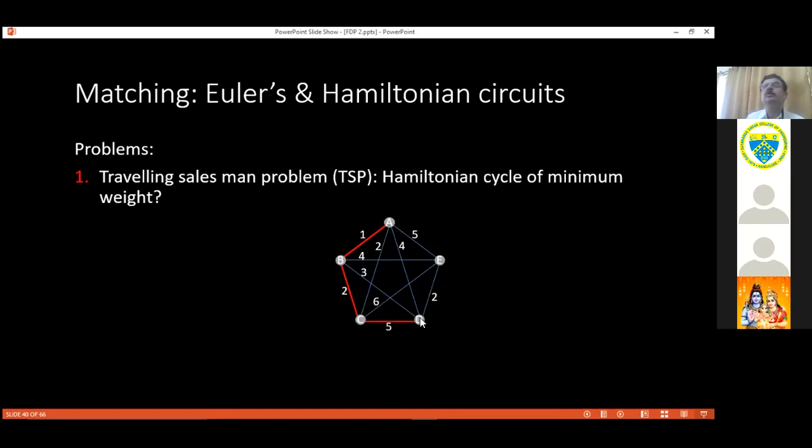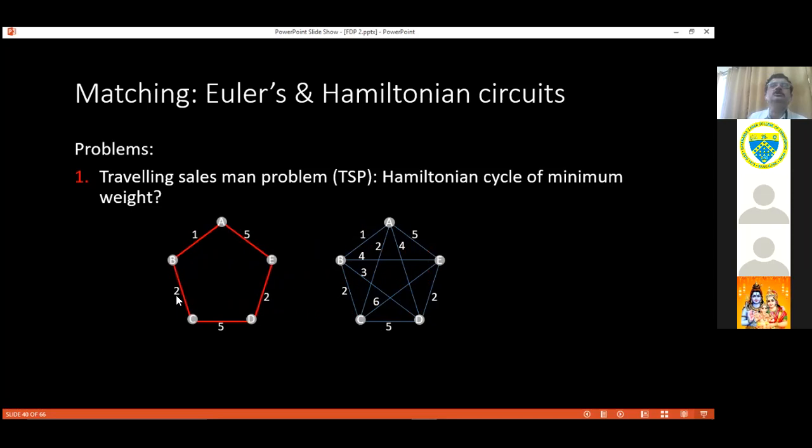From D, I have no option because all the other vertices are already visited; this is the only option. I have to go to C. Afterwards, I have to return back to the start, that 5. So now you count my total cost of travel.